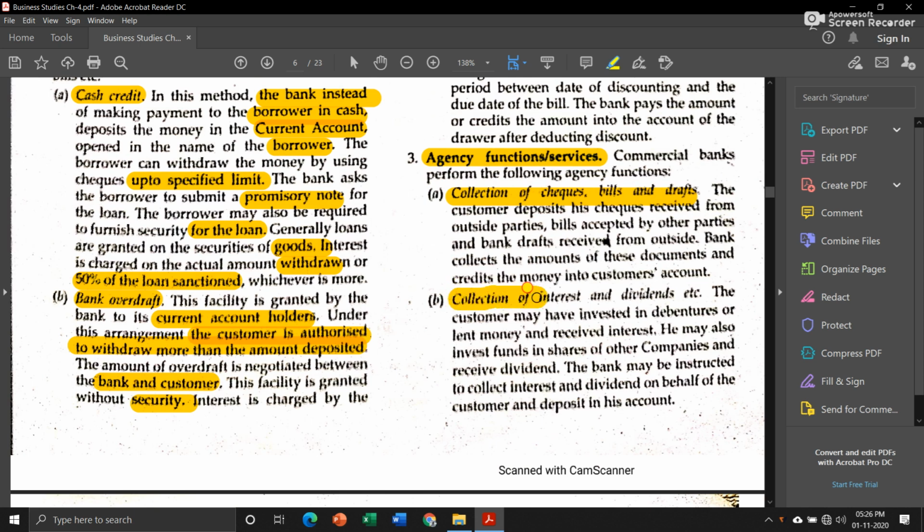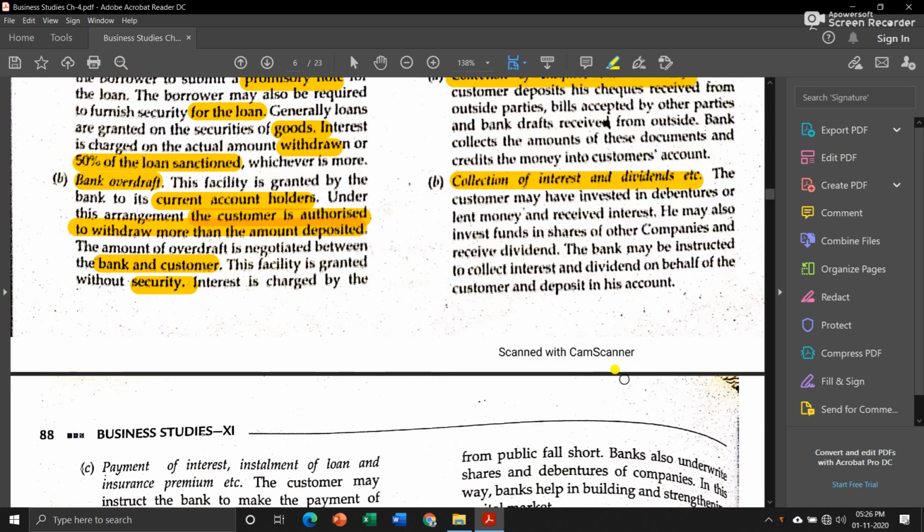Then collection of interest and dividends, etc. Suppose you have invested some money in debentures or shares of any other company. If you direct your bank to receive or collect interest or dividend on your behalf, then the bank will do that automatically every year, whenever the time comes. The bank will not disturb you to do this function. Instead, the bank will do the collection of that interest and dividend on your behalf.